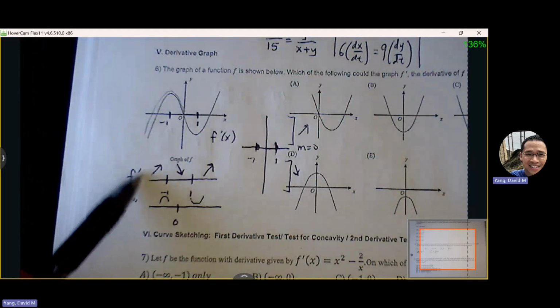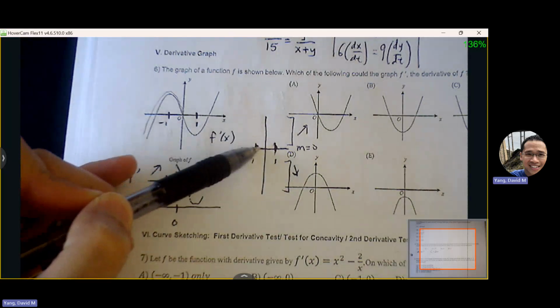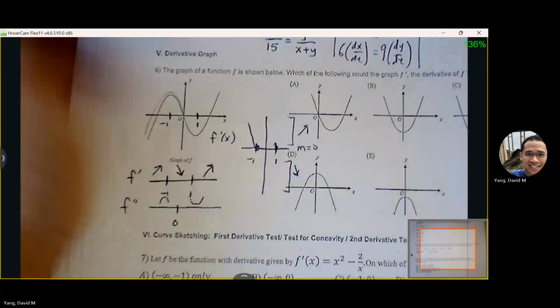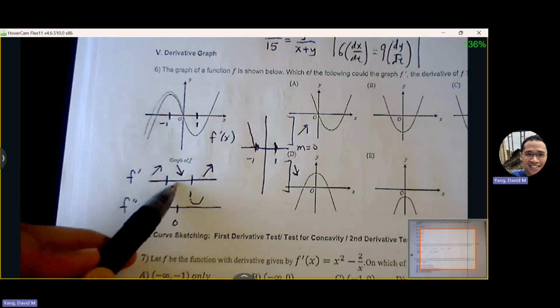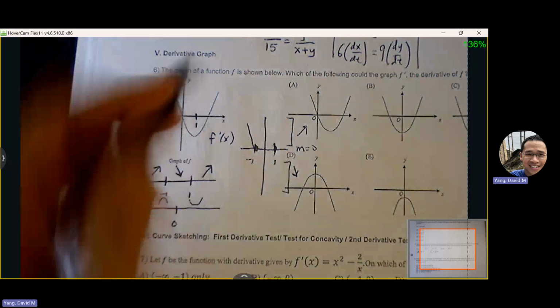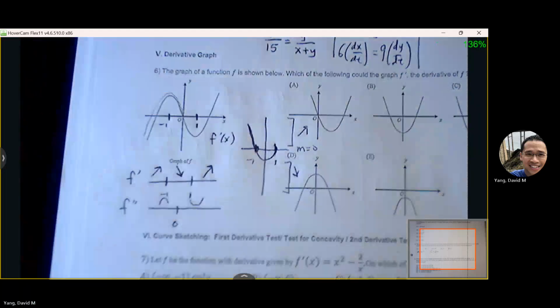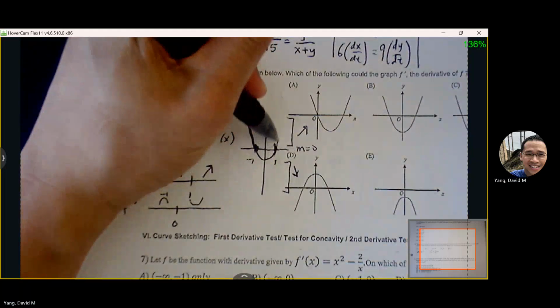I want my slope to be positive to the left of -1. So that's going to have to be living in this region. It's going to have to come down. And then between -1 and 1, below the x-axis because of the negative slope. So it's going to have to go down, loop back up. And then to the right of 1, positive slope, so above the x-axis.